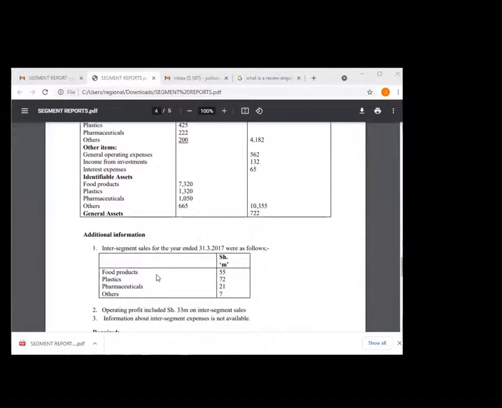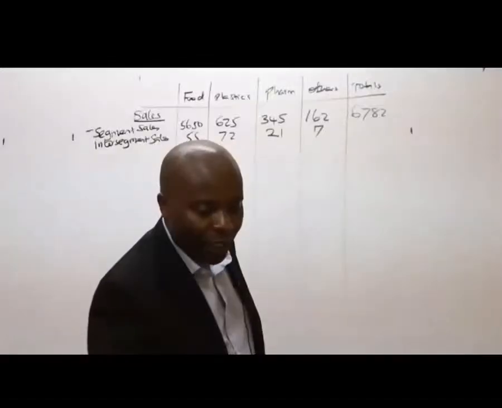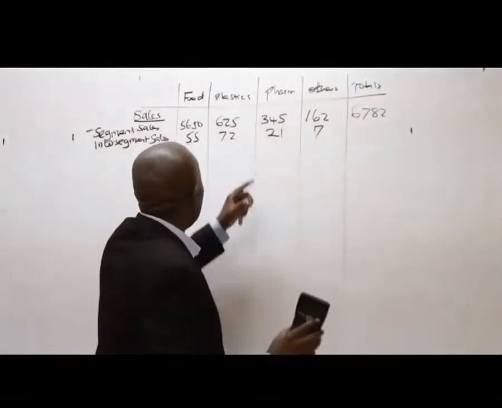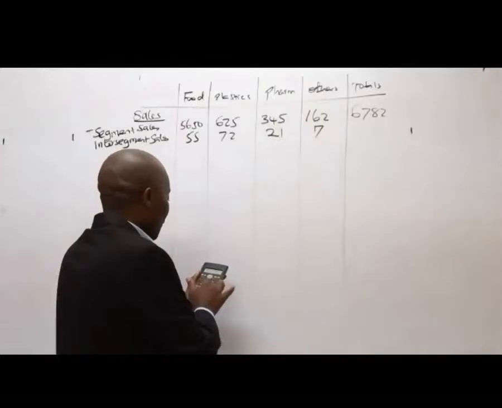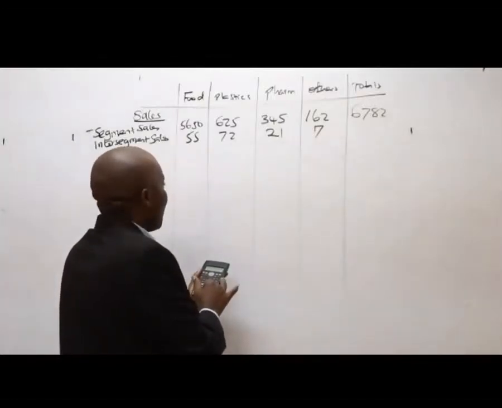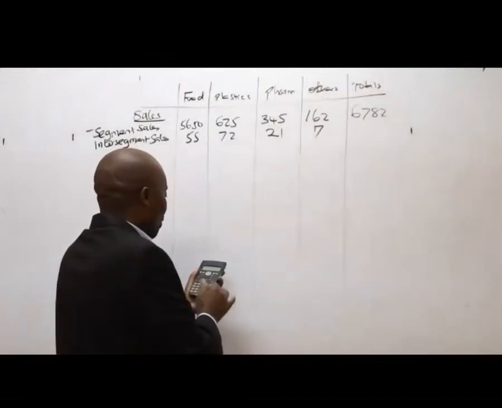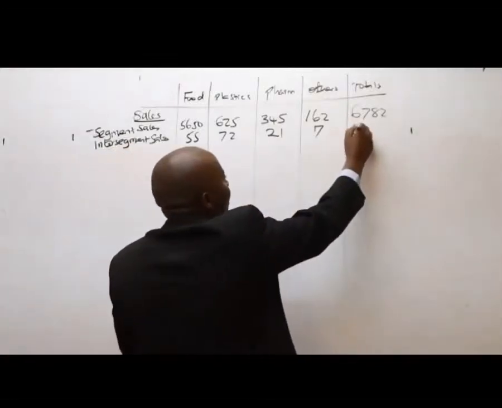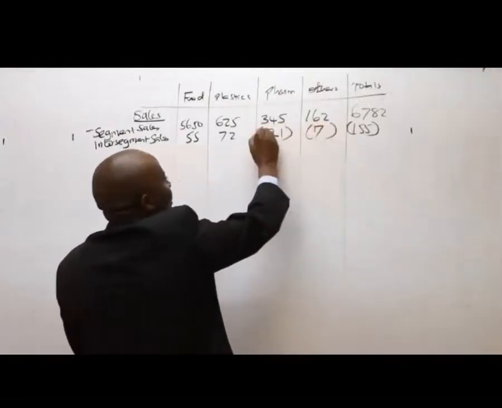So food 55. We have plastic 72. We have farmer 21. And then we have others giving us 7. Please write up to there. And then please go ahead and add to get the total intersegment: 55 plus 72 plus 21 plus 7, which will give us 155. So please subtract like that.